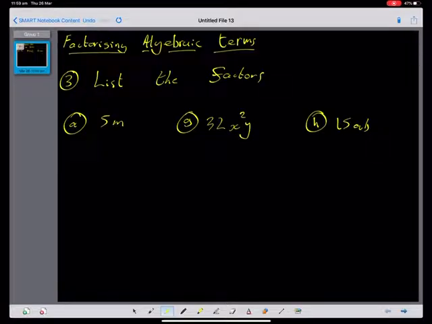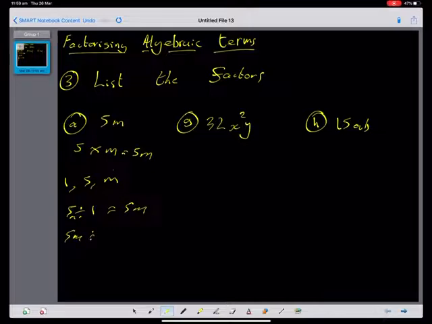Okay, a good way to work out the factors is to work out which numbers multiplied to give the number. Okay, so we've got 5m, 5 times m. So the factors are 1, 5, and m. And we can show that 5m divided by 1 is just 5m. 5m divided by m is just 5, and 5m divided by 5 is just m.